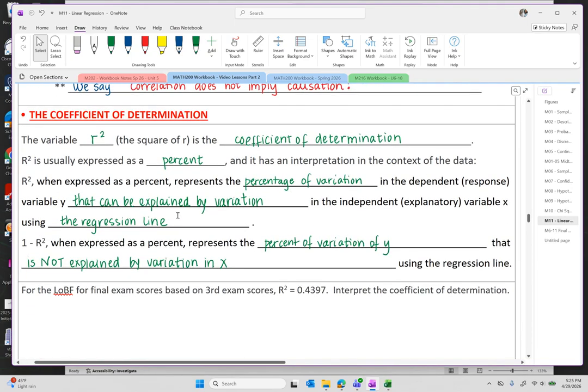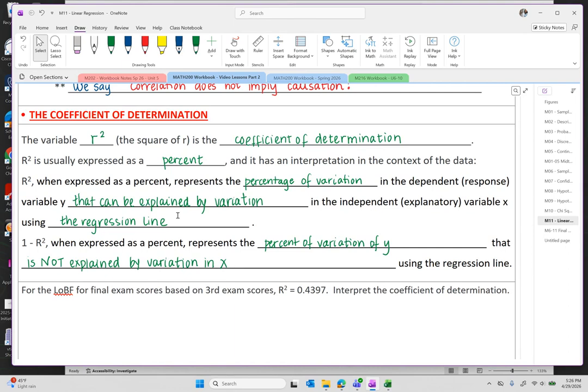Now, the coefficient of determination is R squared, the one that we have asked Excel to show us when it calculates the line of best fit. It's usually expressed as a percent, and it has an interpretation in the context of the data. R squared, when expressed as a percent, represents the percentage of variation in the dependent or response variable Y that can be explained by variation in the independent or explanatory variable X using the regression line that we found.